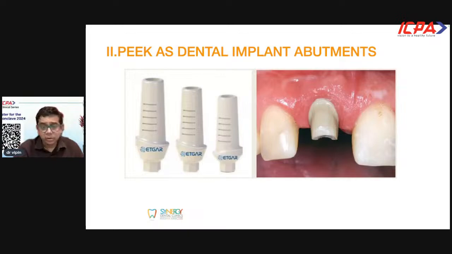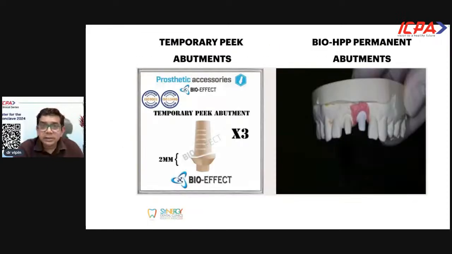But PEEK or modified PEEK we are using more commonly nowadays for our temporaries, as temporary abutments on which we can give our composite crowns. Of course, PEEK is also getting modified. Bio HPP is a modified PEEK, again made by Bredent, which is my favorite material for temporaries, and also in a few cases for fixed crowns. So if I need a temporary abutment, PEEK is an answer. But if I need a softer material with elasticity as my permanent abutment, I will always prefer Bio HPP.